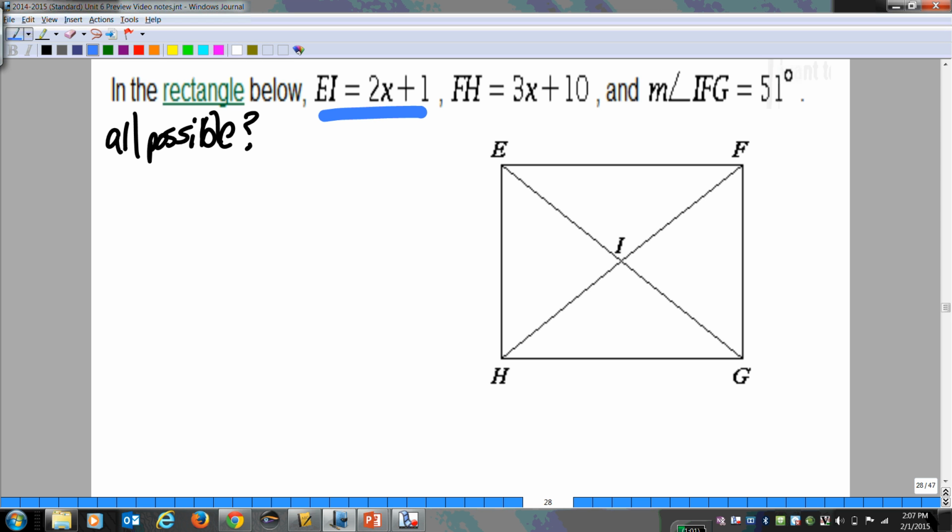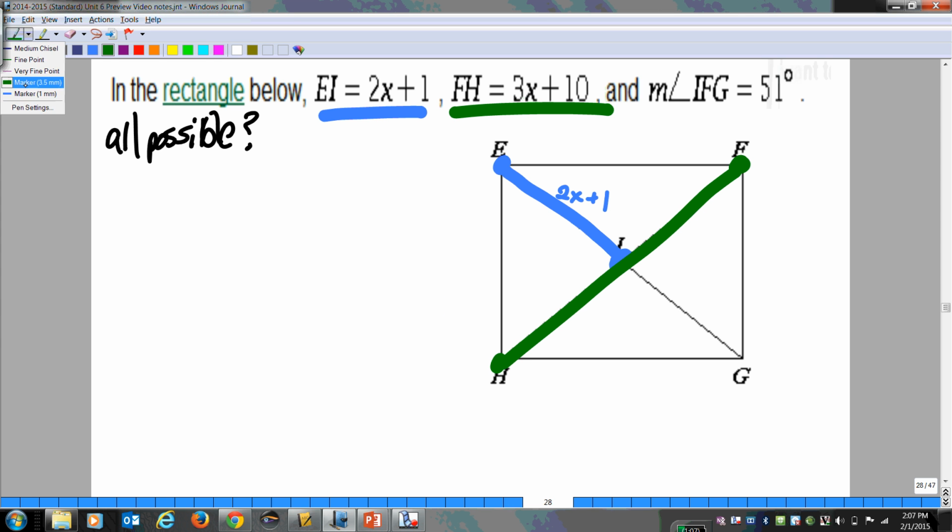All right, let's see. Make sure you label very carefully, dot to dot, pencil on your paper. Don't use your eyeballs, use your fingers to trace. E to I. So I put my pencil on E and I trace to I. And I write that down. That is going to be 2x plus 1. And then I have F to H. That's F going to H, the whole thing. And that's going to be 3x plus 10.